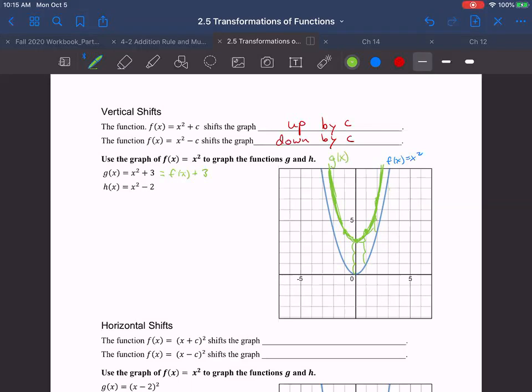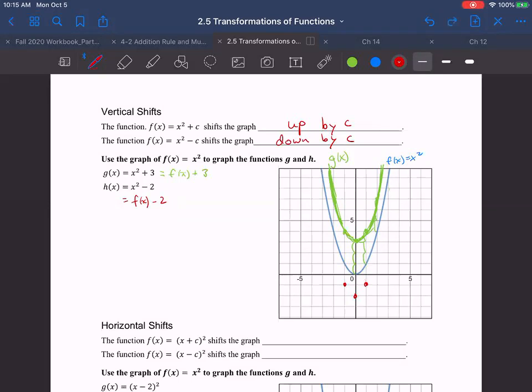Okay, for h of x, I'll do that one in red. That is just simply going to equal f of x, whatever our values were from f of x, minus 2. So we're going to move that one down 2. So you go to every point, you drop down 2, down 2, down 2. So I'm just dropping that point, just dropping down 2 like that.